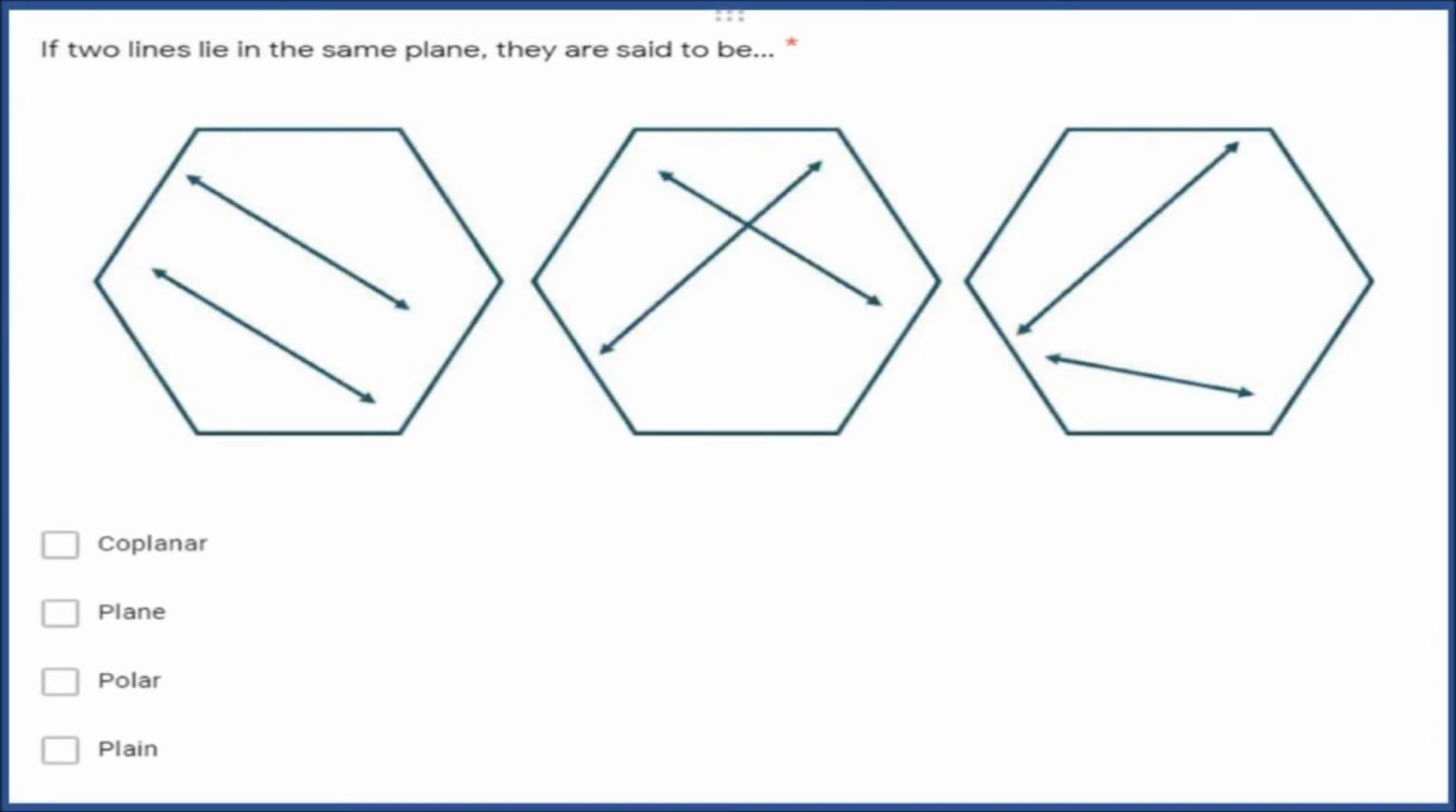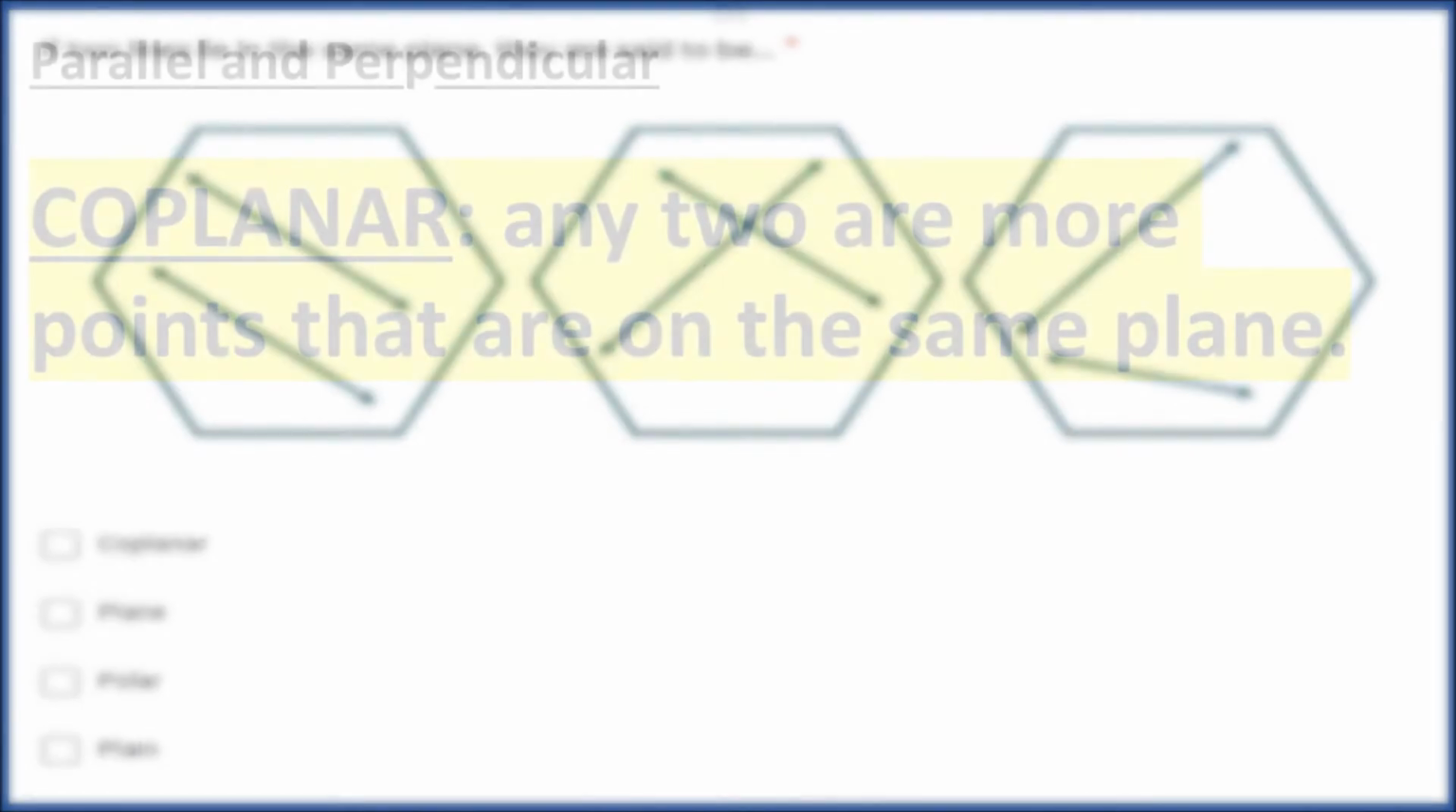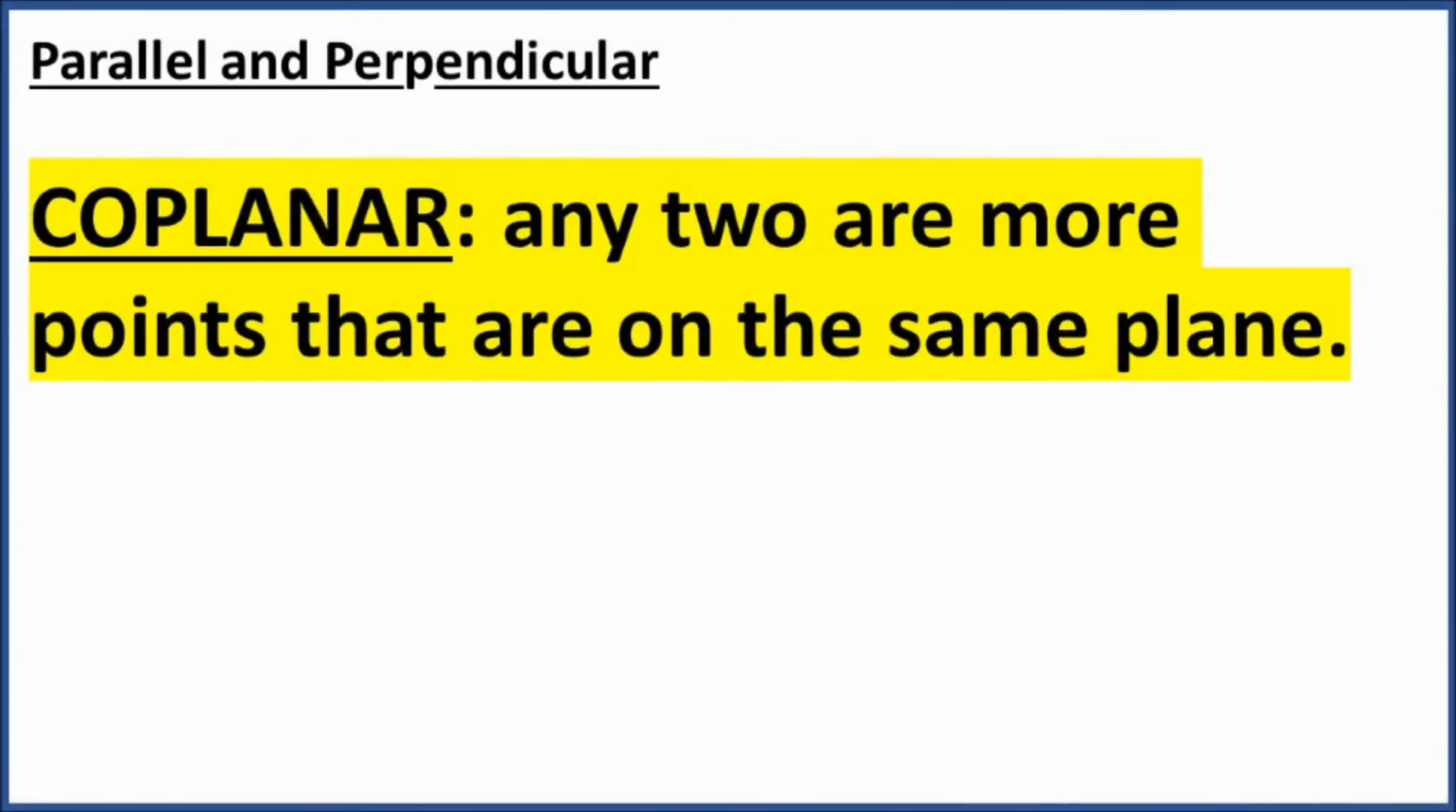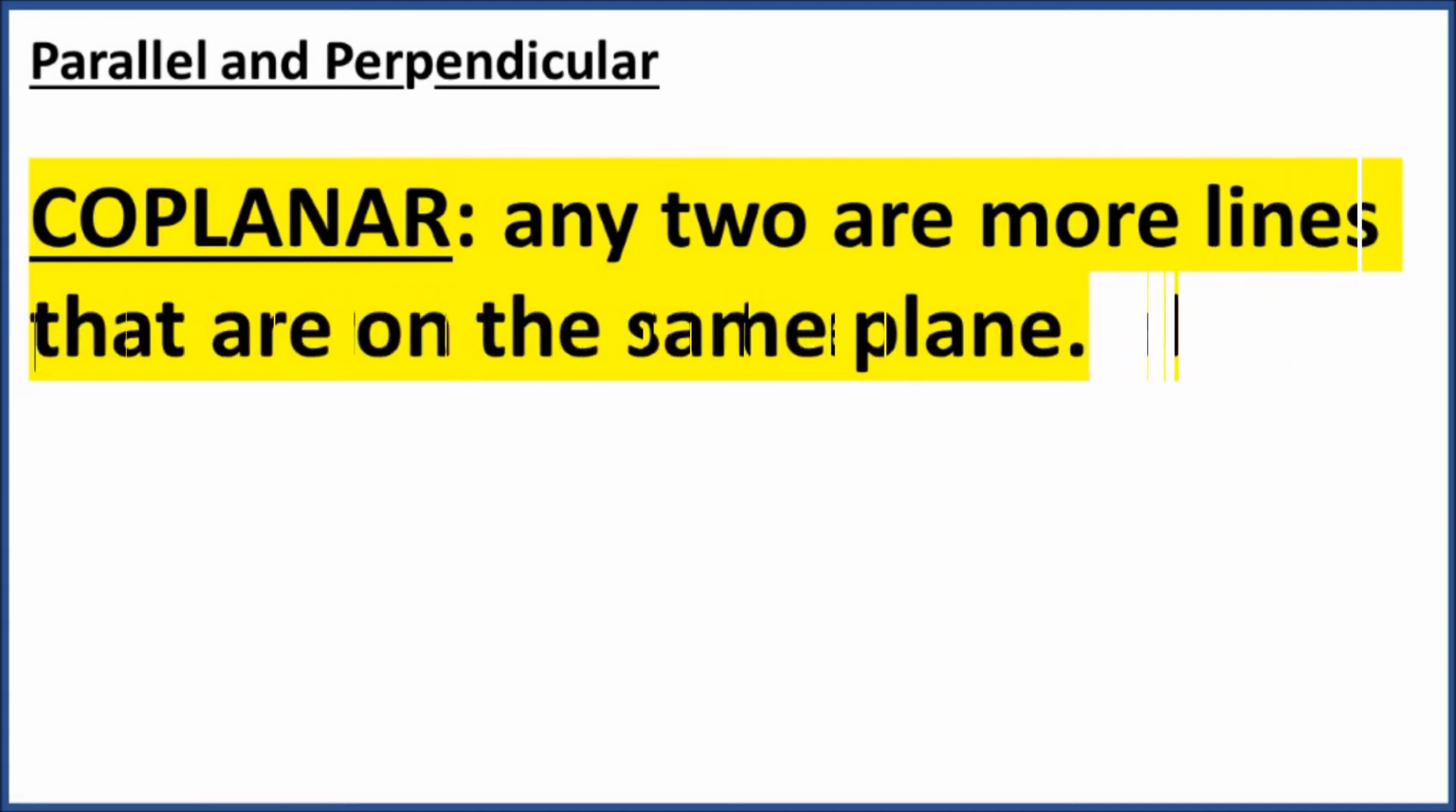If two lines lie in the same plane, they are said to be, and here's the illustration here, have the students answer. Are these illustrations showing coplanar, plane, polar, or spelled this way, plane? The definition, coplanar. Any two or more points that are on the same plane. However, coplanar can also be defined as any two or more lines that are on the same plane.